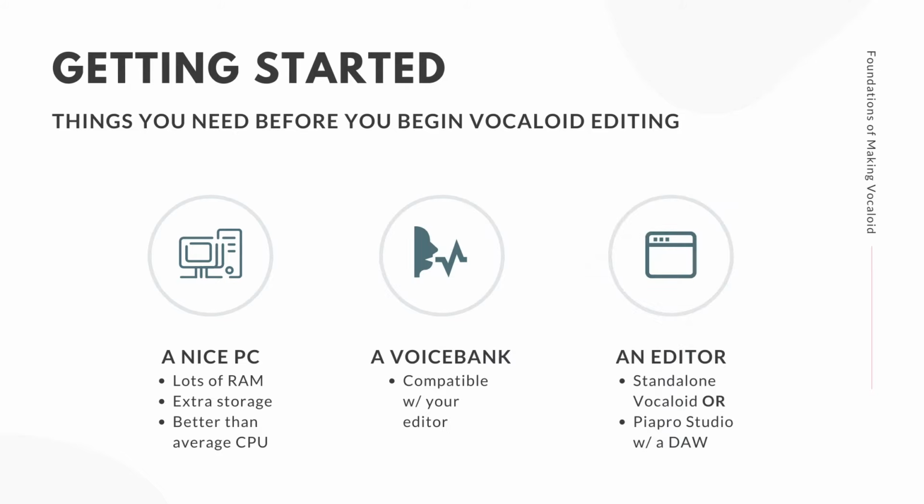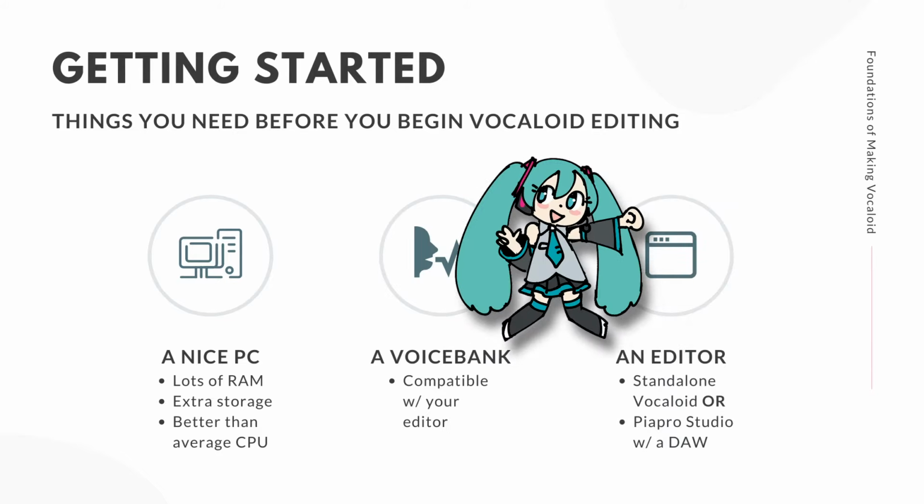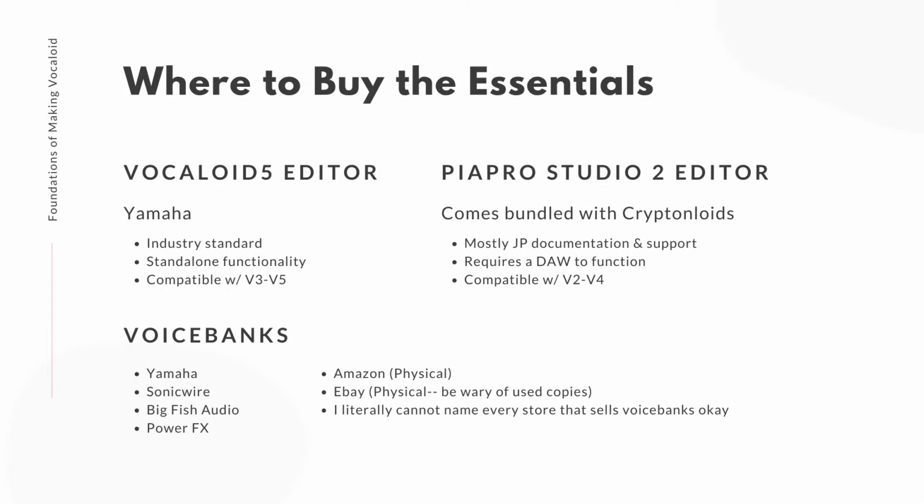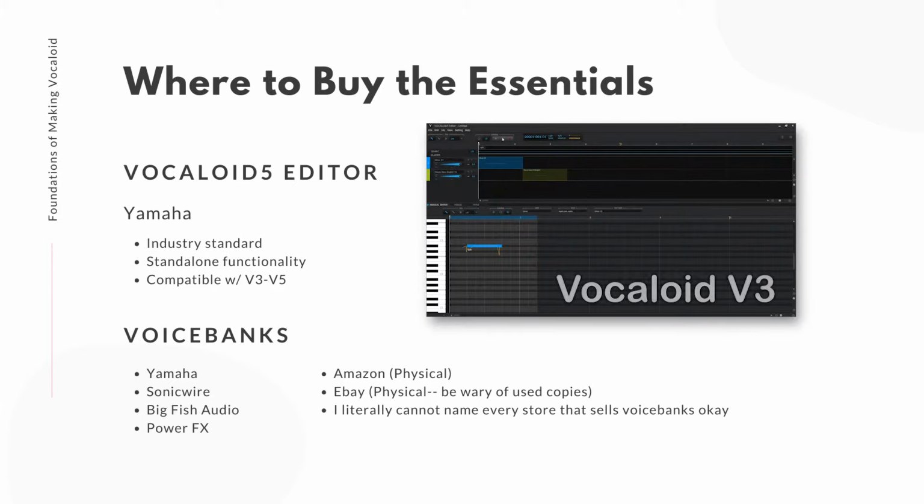So if you plan on, say, just wanting to use Miku, then you don't need to worry about buying the Vocaloid editor separately, unless you prefer the features in it over Piapro Studio's. Make sure that you purchase a voice bank that's compatible with your editor. The latest version at the time of this video, Vocaloid 5, is compatible with Vocaloid 3 voice banks and up. If you take advantage of this backwards compatibility, just know that older Vocaloids will have limited functionality with newer features, like growling or cracking.